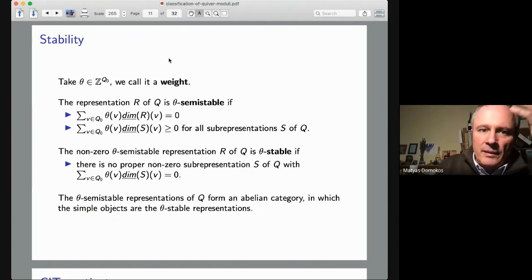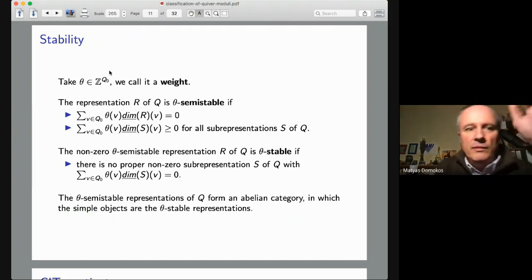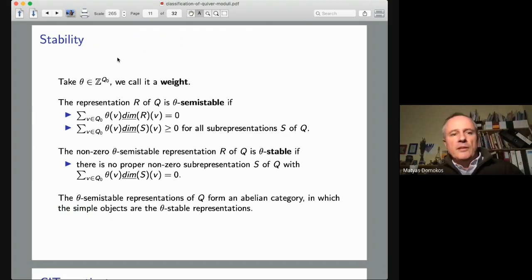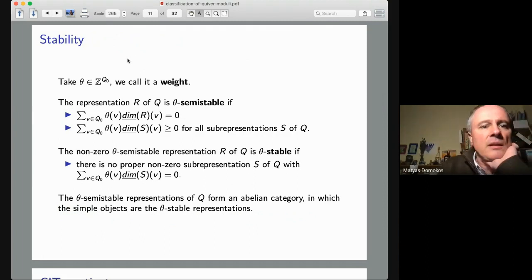And let me recall the construction of Alistair King. First of all, we shall call a weight an assignment of integers to the vertices of the quiver. So a weight is just a tuple of integers. Negative integers are allowed this time, not like for dimension vectors.